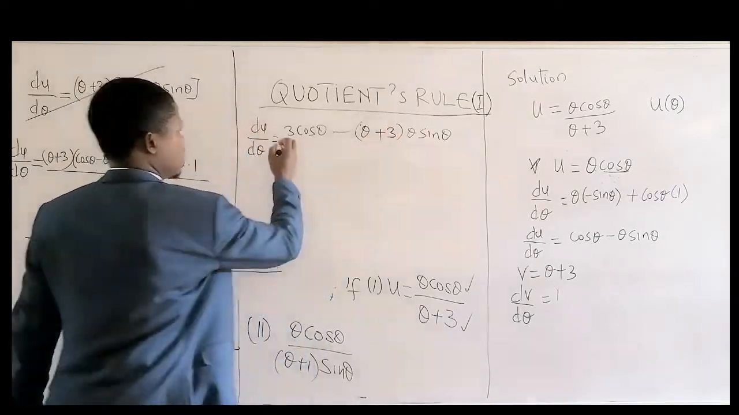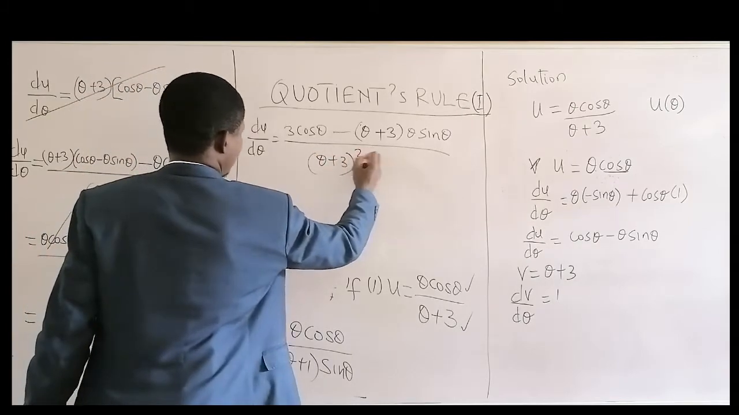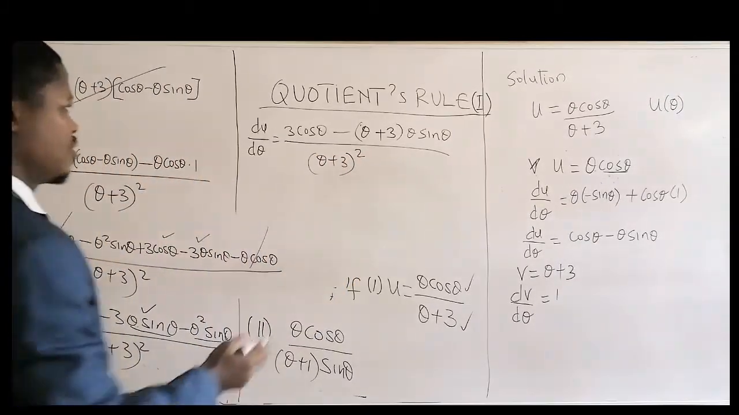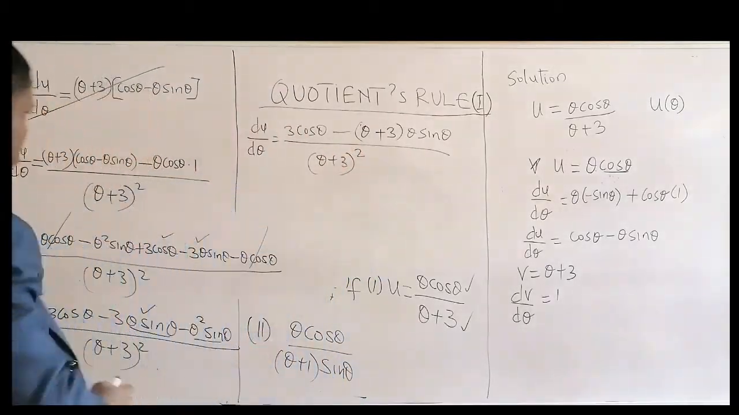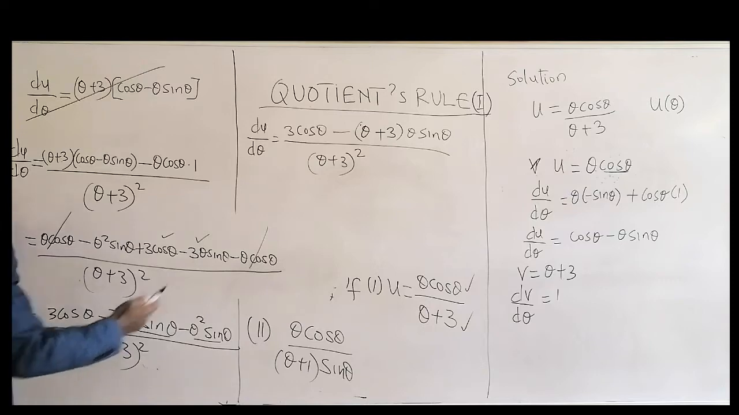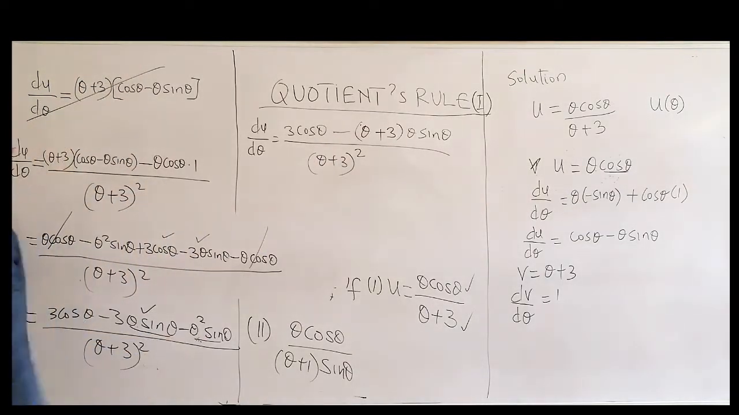Over the b squared, theta plus 3 squared. So that's that on this question. And your theta sin theta can be in the front. It doesn't matter where it is. Since the minus is outside, we have to do this one first. So let's do the second one.